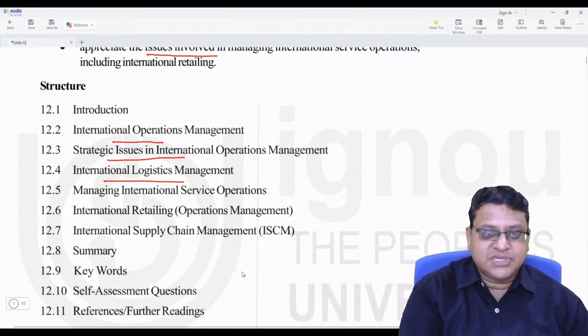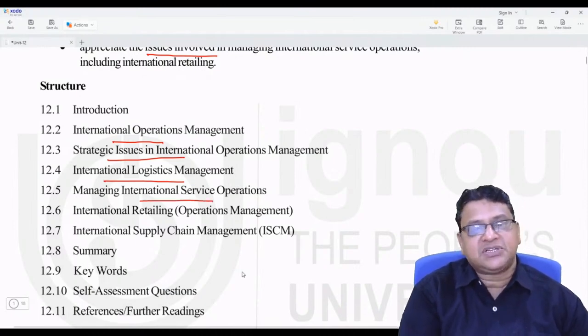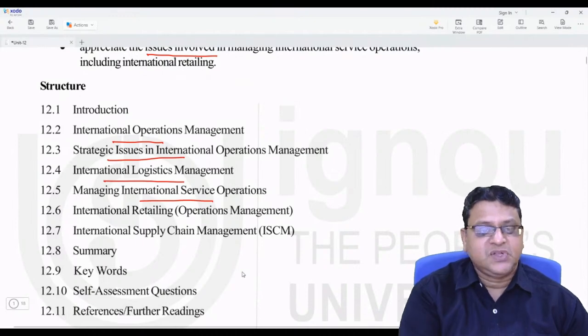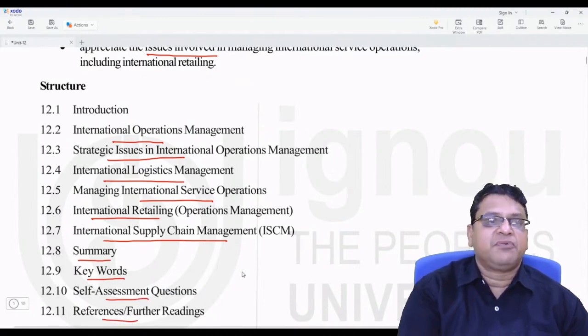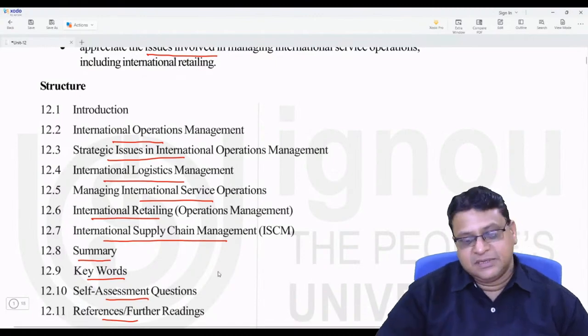Next, we will discuss ISO, that is International Service Operations. Next, we will discuss international retailing and international SCM, supply chain management. We will summarize our discussion. We will have some keywords, self-assessment questions, and references for further readings.